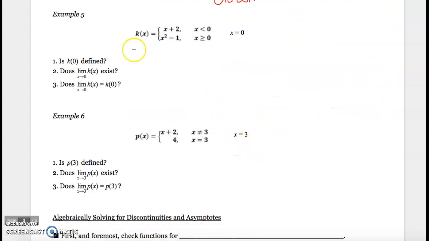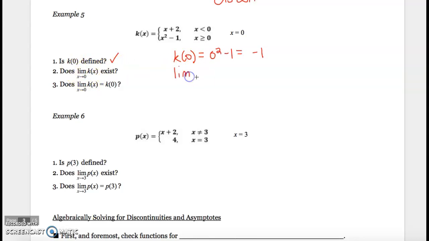All right, in example 5, we're going to do the same thing. Now this is a piecewise function, so we just have to pay attention to where we're putting things or what we're doing for finding limits. First of all, is k of 0 actually defined? In a piecewise function, when you're plugging a number in, you need to plug it in where it could actually equal 0. So we're going to use the bottom piece. So k of 0 is 0 squared minus 1, which is -1. Okay, so k of 0 is defined. That's good to go.